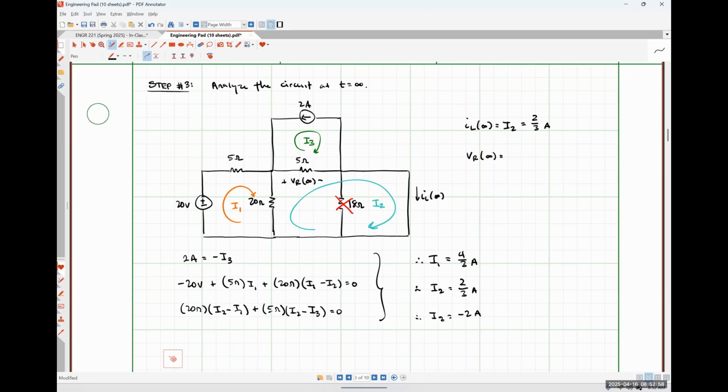What's VR going to be? 5 ohms times I2 minus I3. So putting that into my calculator, that's 5 times Y minus Z. And I get 40/3 of a volt. Does anybody have any questions about our analysis for step 3?